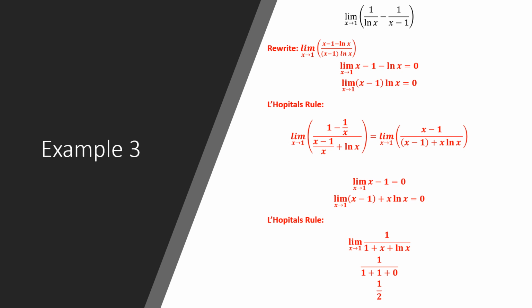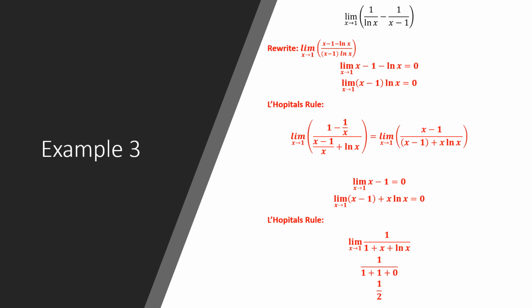All right, so now that I have it rewritten, I'm going to take the limit of the top, which gives me 0, and then I'm going to take the limit of the bottom, which also gives me 0. So using L'Hopital's rule, since I have 0 over 0, I'm going to take the derivative of the top, which is going to give me 1 minus 1 over x, over the derivative of the bottom, which, remember, you have to use product rule, so you have x minus 1 over x plus ln x.